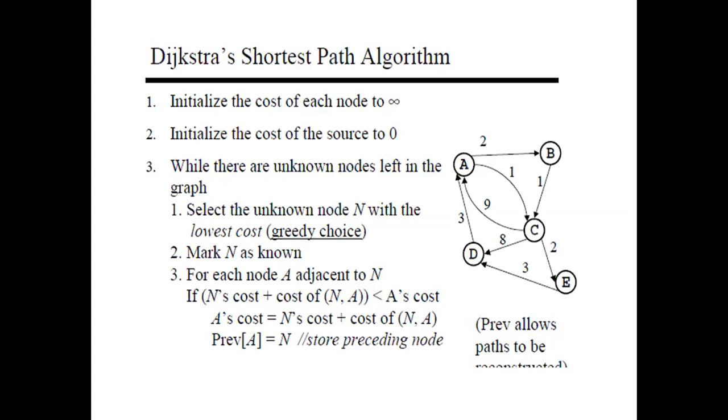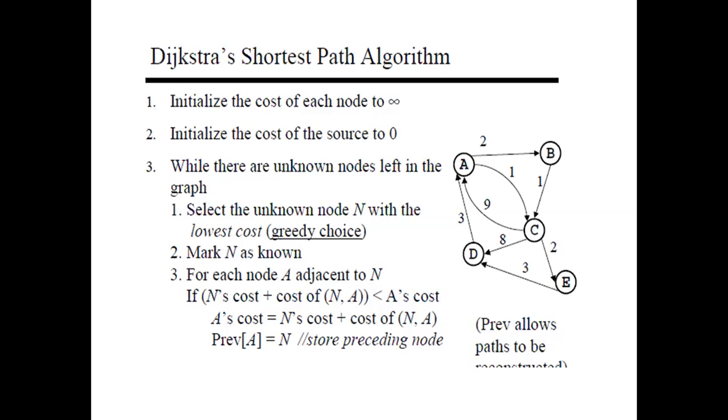Then we maintain two sets. One set contains vertices included in the shortest path tree, and the other set includes vertices not yet included in the shortest path tree. At every step of the algorithm we find a vertex which is not yet included and has a minimum distance from the source. So this is all about Dijkstra's shortest path algorithm.